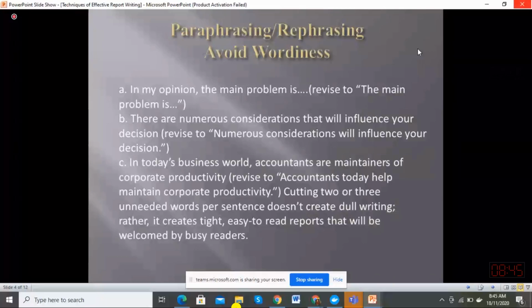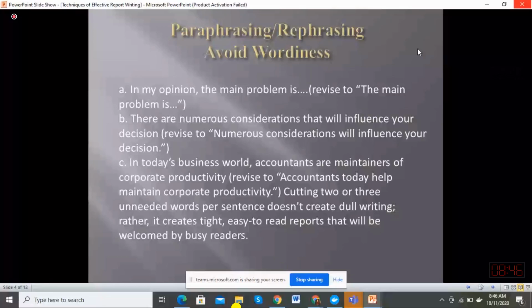Cutting two or three unneeded words per sentence does not create dull writing. Rather, it creates tight, easy-to-read reports that will be welcomed by busy readers. Here it tells us that by omitting or deleting unnecessary or repeated information, it doesn't mean that it makes your sentence or information dull, boring or incomplete. It could make it easier to read, and you might have a better grip on the information as compared to the previous ones. So paraphrasing, rephrasing, parallelism, these are all techniques of making your work more impressive and comprehensible.